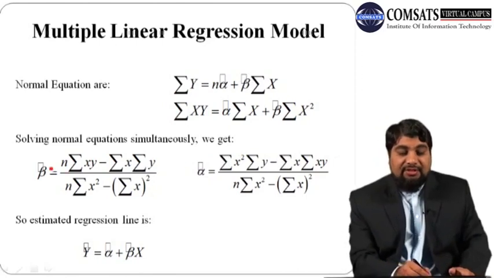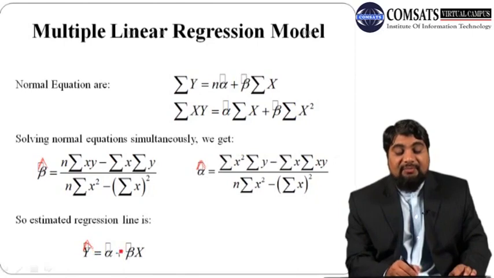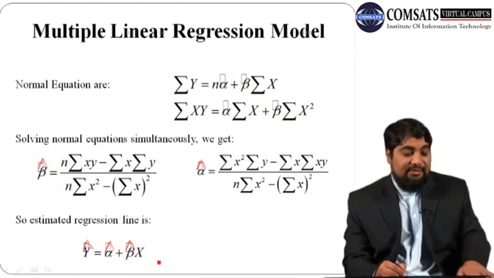So solving these equations simultaneously, this is the value of beta hat, this is the value of alpha hat. Once we have these values, we can get the estimated regression line or fitted regression line by using the values of alpha hat and beta hat in these equations.